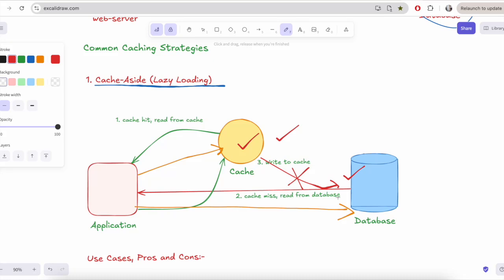Okay, so there is no direct link between the cache and the DB here. Let's understand it from an analogy.